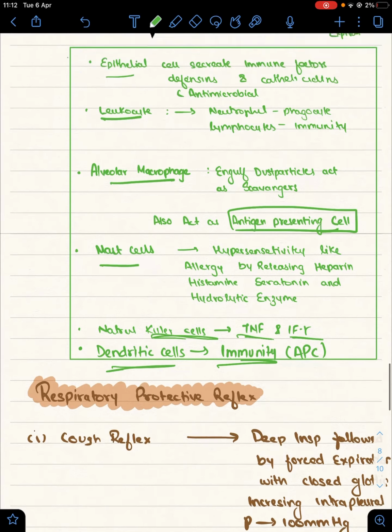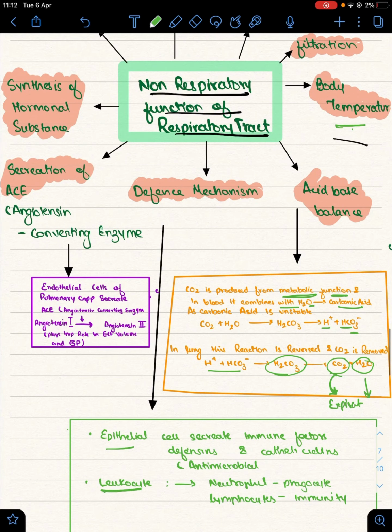So after that, this defense mechanism. Let's go with secretion of ACE. As we know, endothelial cells of pulmonary capillaries secrete ACE. What is ACE? It is angiotensin converting enzyme, which plays an important role in maintaining blood pressure.